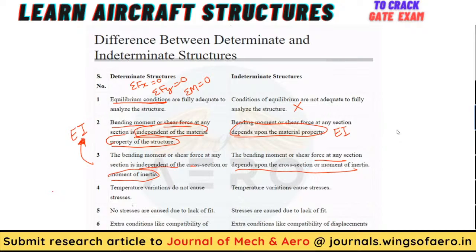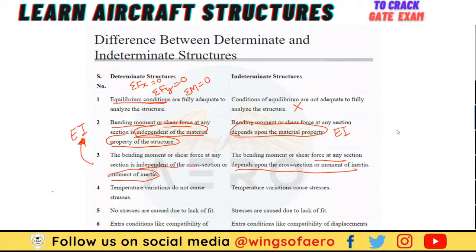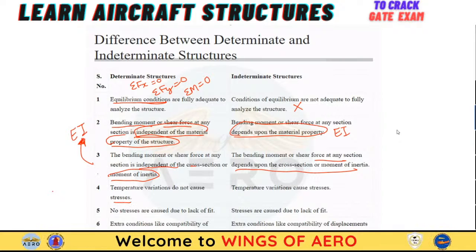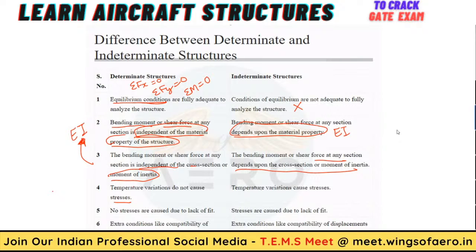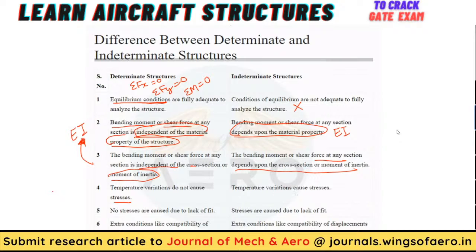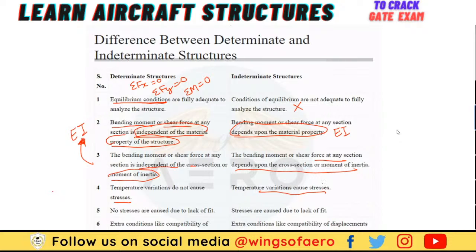Next important point is that temperature variation does not cause any stresses. Here both the temperature as well as the self weight will be ignored, whatever the variation of the inbuilt structure. In the indeterminate structure, self weight will also be ignored, but the temperature variation might be included. It depends on the problem statement.